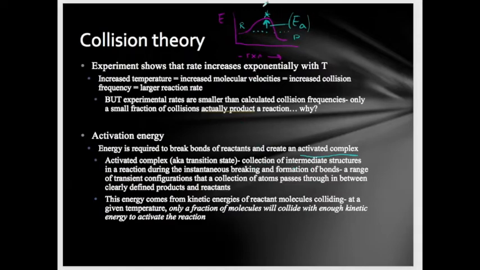The activated complex, aka the transition state, is a collection of intermediate structures in a reaction during the instantaneous breaking and formation of bonds. In other words, it's passing through the state from reactant to product. It's like a general sort of mishmash. So one definition of activation energy is the amount of energy required to create an activated complex, to break the reactant bonds and allow the product bonds to just start forming. Okay?